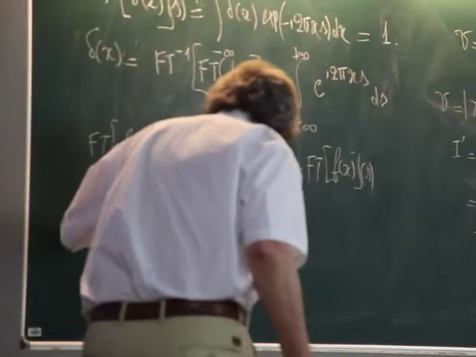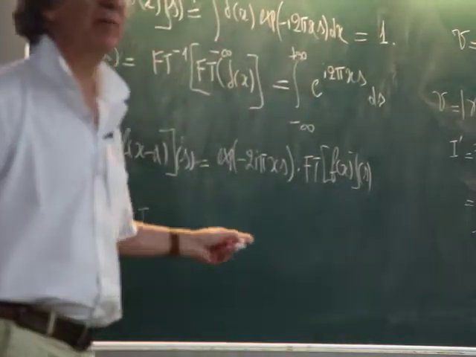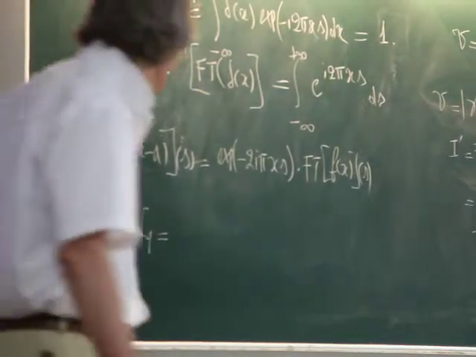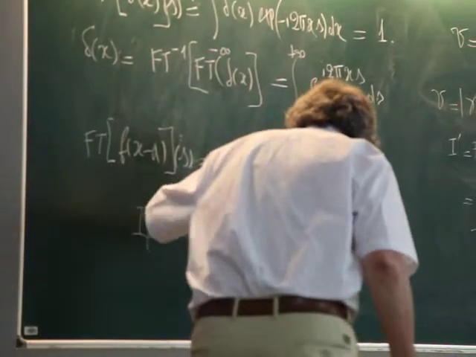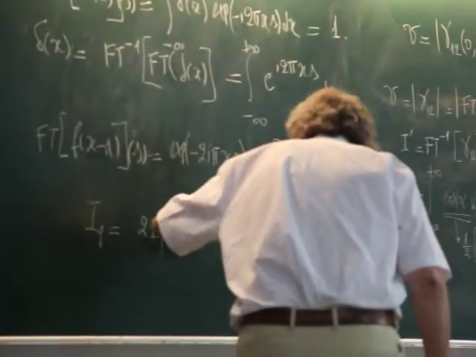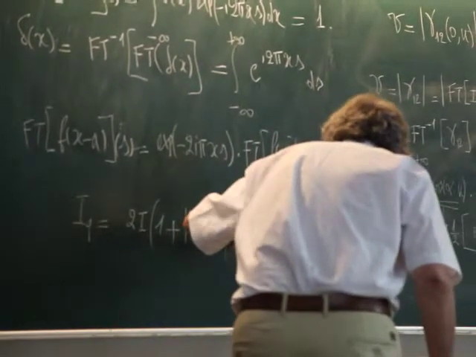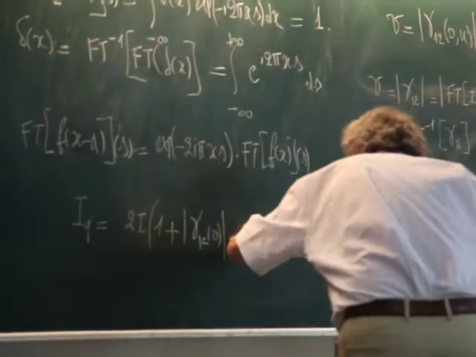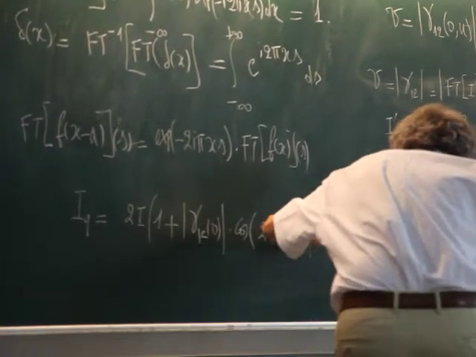Well, just to answer your question very rapidly. You remember that in the experiment of Young's holes, what we found is that the intensity, for quasi-monochromatic light, is equal to 2 I0 times 1 plus modulus gamma 1,2 of 0 times cosine of 2 pi nu tau minus beta 1,2.